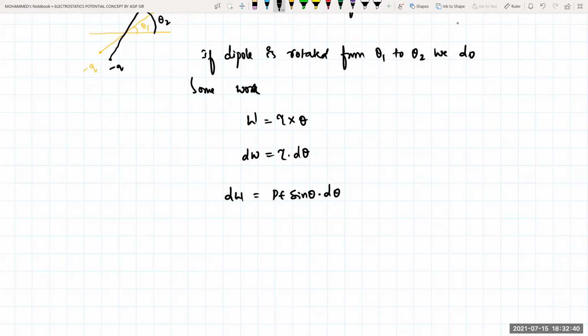Is it clear? Yes, sir. Isn't it? As it is a dot product right now for me, it will become for me how much better? Cos of theta. Now what is the angle between the torque and your electric field, beta?